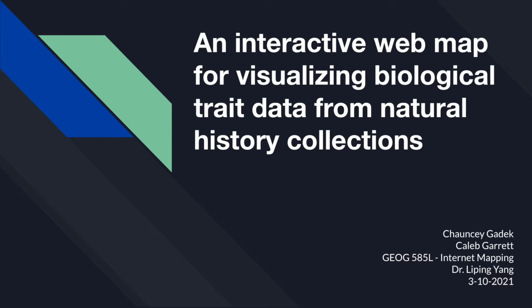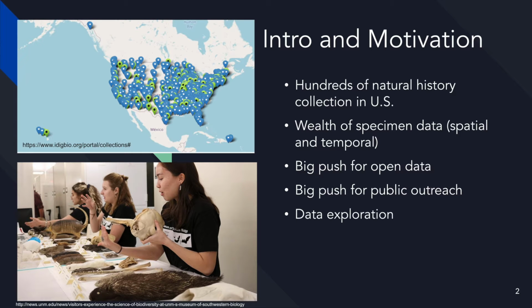Welcome. I want to introduce you to our interactive web map for visualizing biological data from natural history collections. There are hundreds of natural history collections in the US, and they all store a wealth of specimen data. So for each animal, plant, or other organismal object that these institutions have, there's data on when and where they were collected.